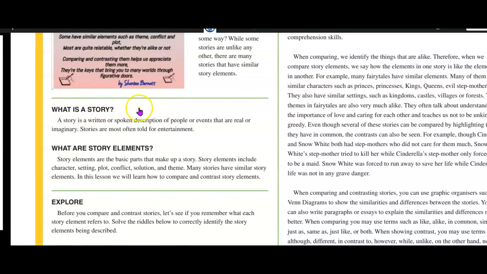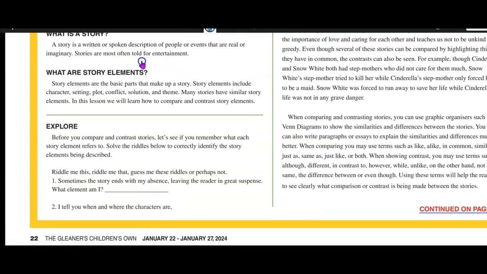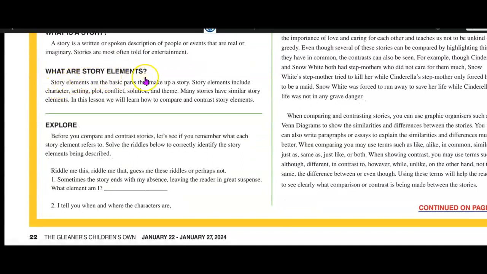So, what is a story? A story is a written or spoken description of people or events that are real or imaginary. Stories are most often told for entertainment. Now, what are story elements? Story elements are the basic parts that make up a story.